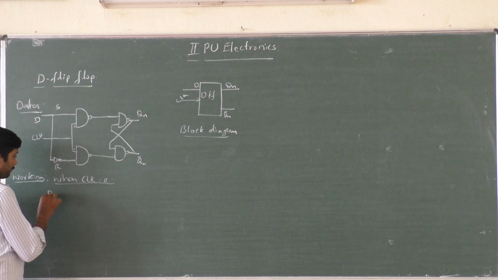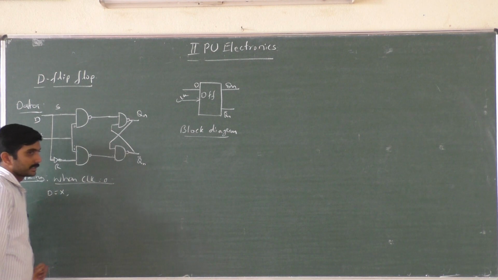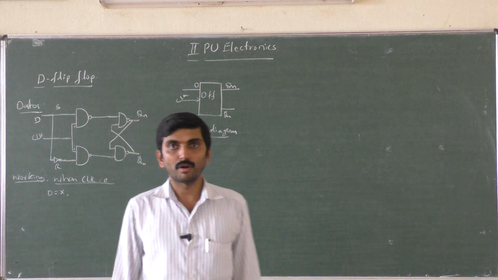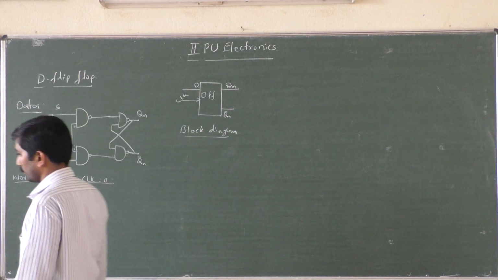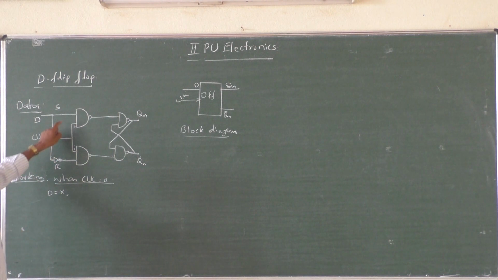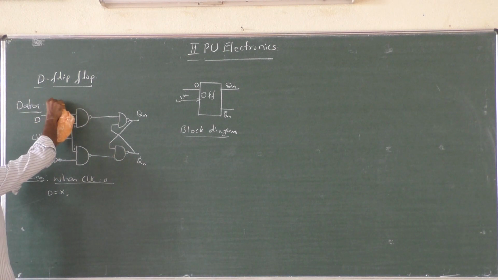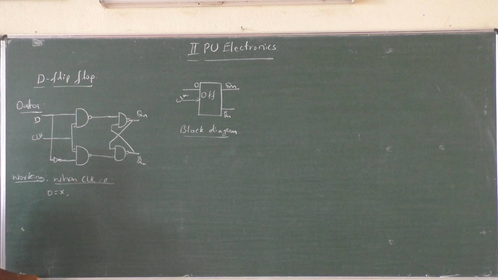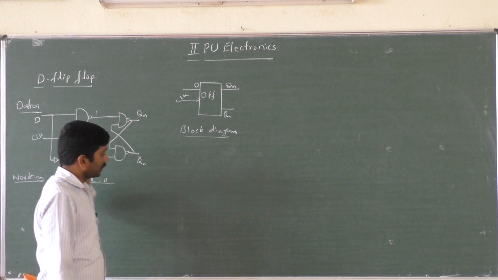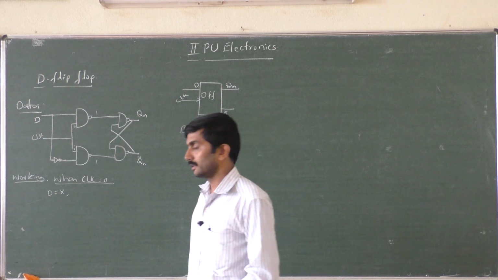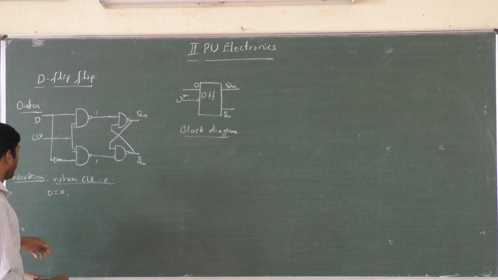If D equal to X, X can have either 0 or 1. So whatever D may be, irrespective of the level of S and R, you need not discuss S and R here. Only the D input is considered. If one of the inputs is at logic low level, both NAND gates will give logic high. If two logic high levels are at the NAND latch, it will retain the previous value.